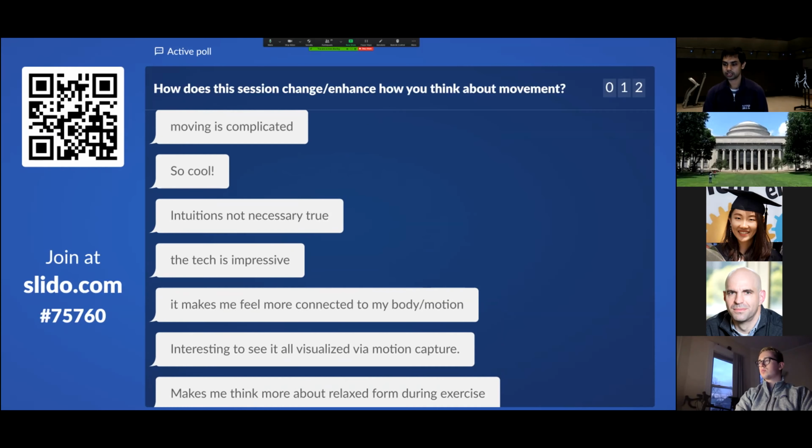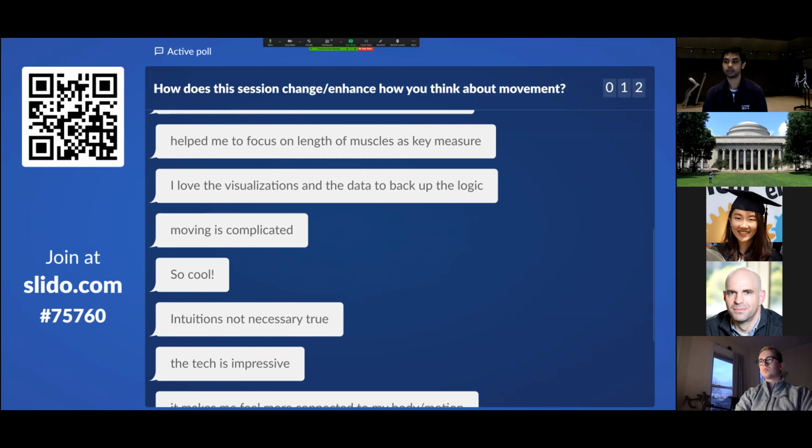So one thing I will say is that I did highlight muscle lengths today. It is a key measure. It is not the only measure. It is often ignored, and it is a key measure, and it connects with all the EMG studies, right?